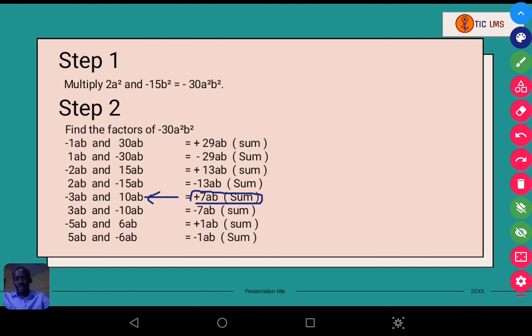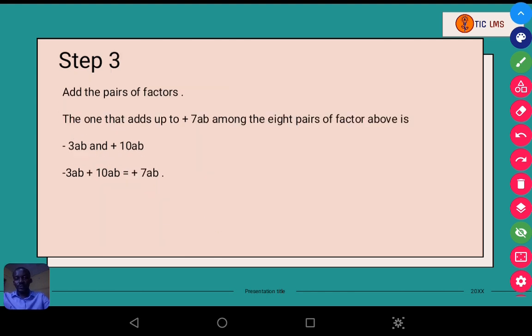Now do not forget the aspect of the ab, how we got it. Here you have a squared b squared, so we are expected to distribute the a squared and b squared evenly between the factors. So you can have it as ab and then ab, so that is how you distribute it. Now let's go back to our factors. We have negative 3ab and positive 10ab. Add it together, you have positive 7ab.